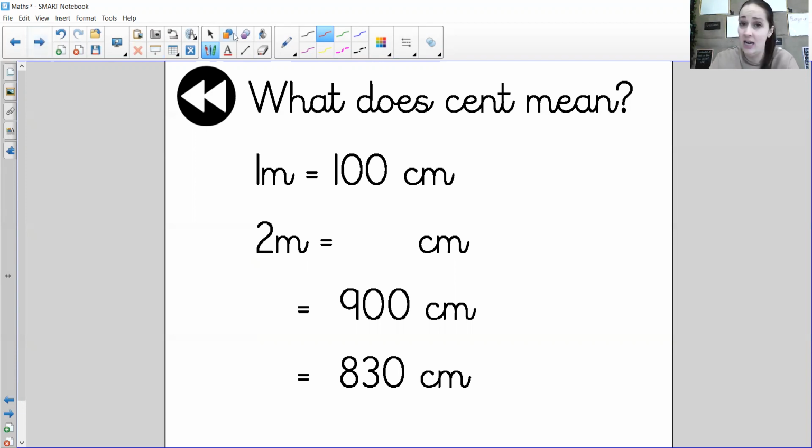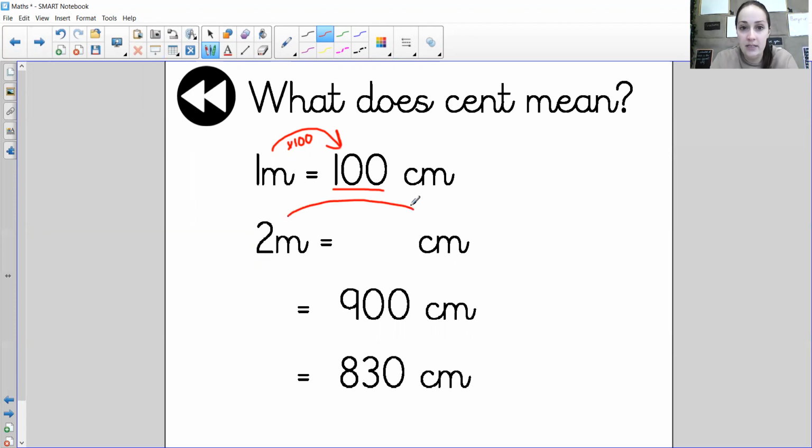So this time we're not timesing by 1,000 and dividing by 1,000. We are timesing and dividing by 100. So to get from 1 meter to centimeters, you times by 100 because there's 100 centimeters in a meter. Pause the video, have a go at the rest.